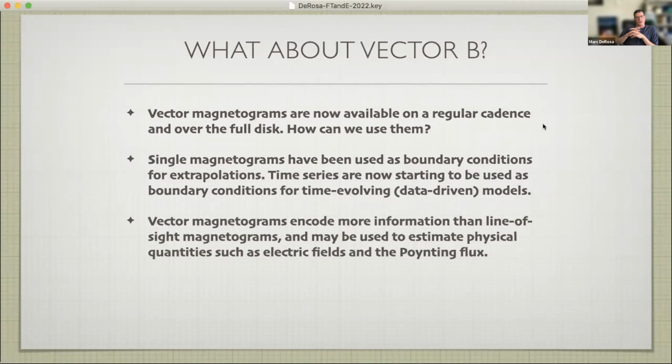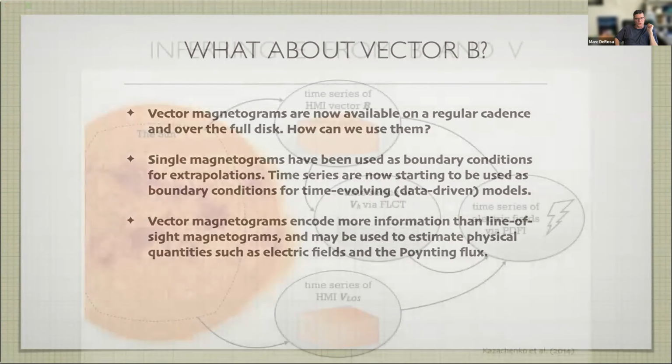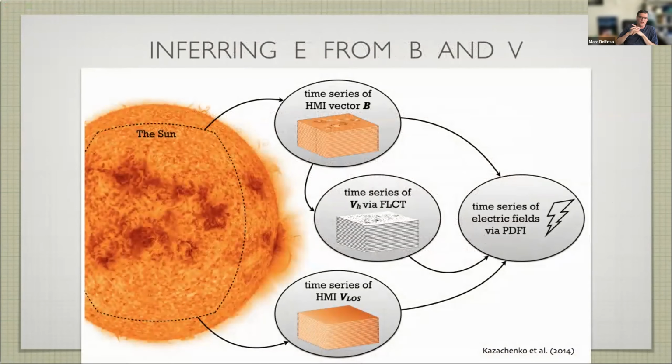Now that we have vector magnetograms on a regular cadence over the full disk from, say, HMI, how can we best use them? Because they encode more information than the line of sight magnetograms, in principle, at least in some locations, they can be used to better estimate physical quantities such as electric fields and Poynting fluxes, at least Poynting fluxes through the photosphere. And so the idea is to capture some of this additional information and try and understand how it affects the global model. I'm now venturing into territory that is work that I did not do myself.